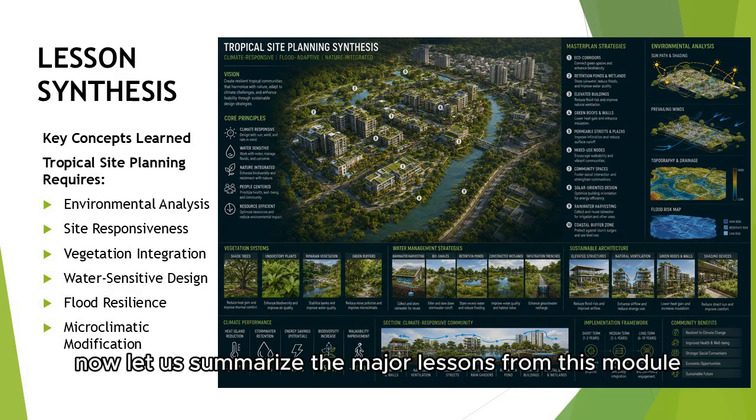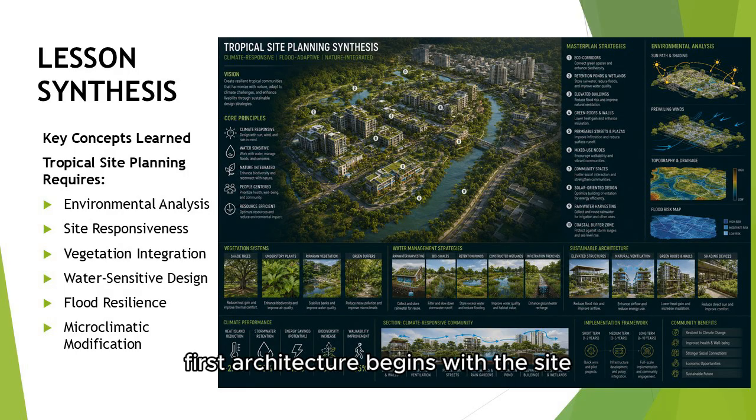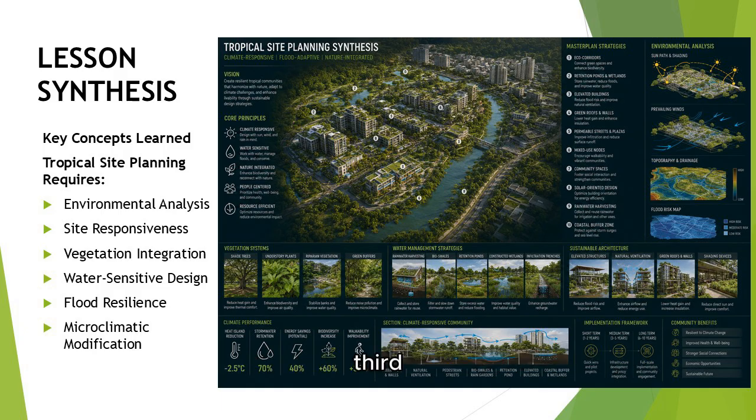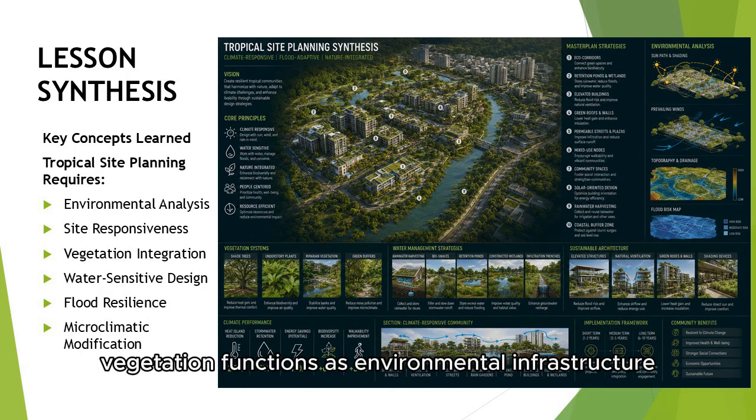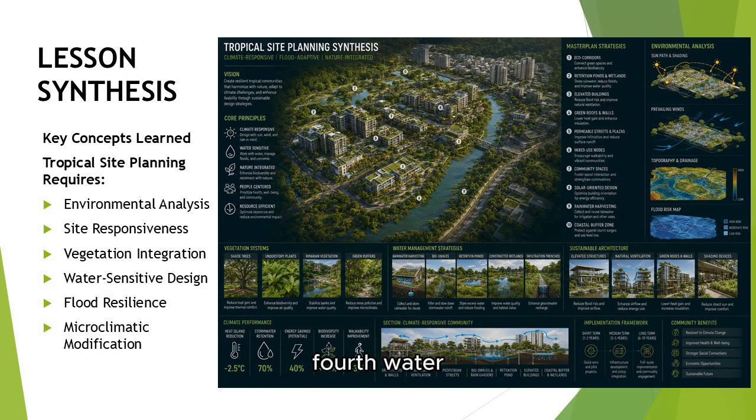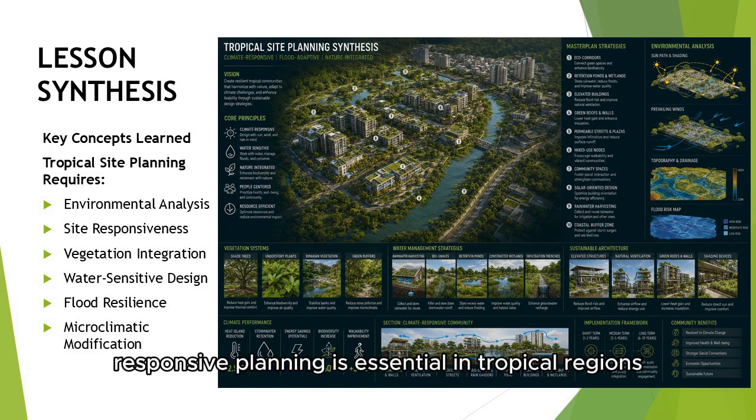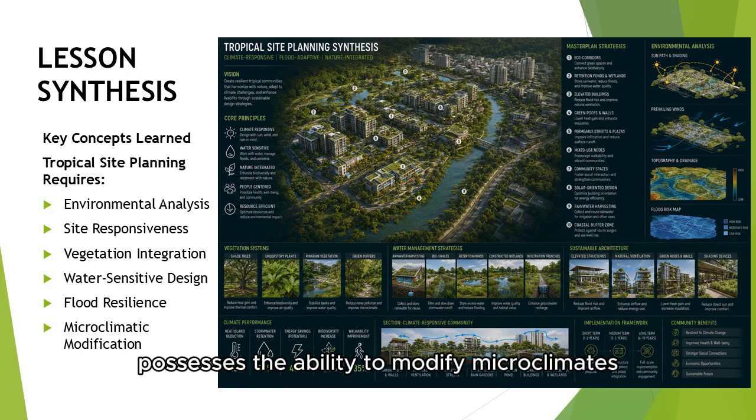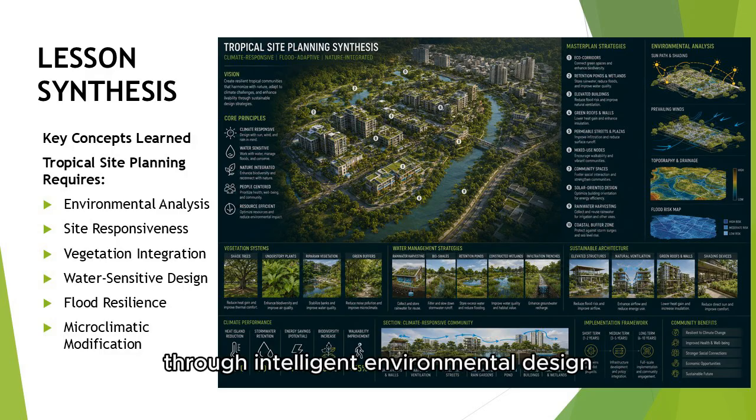Now, let us summarize the major lessons from this module. First, architecture begins with the site. Second, microclimates strongly influence environmental performance. Third, vegetation functions as environmental infrastructure. Fourth, water sensitive design improves resilience and sustainability. Fifth, flood responsive planning is essential in tropical regions. And finally, architects possess the ability to modify microclimates through intelligent environmental design.